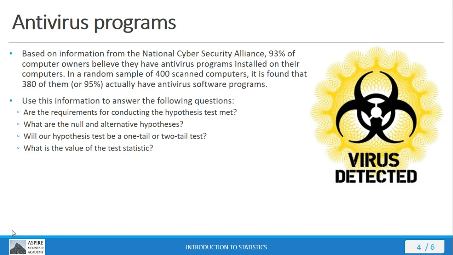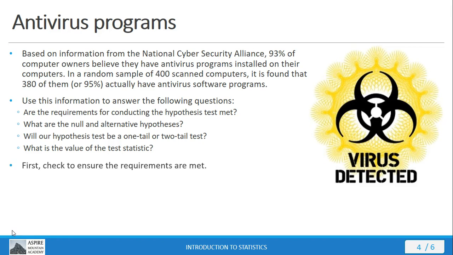Now we're asked to answer a few questions. First, are the requirements for conducting the hypothesis test met? What are the null and alternative hypotheses? Will our hypothesis test be a one-tail or a two-tail test? And what is the value of the test statistic? We can answer these questions based on what we've already discussed in this mini lecture.